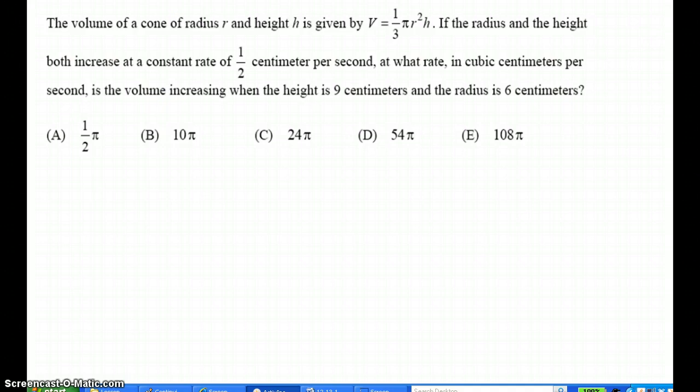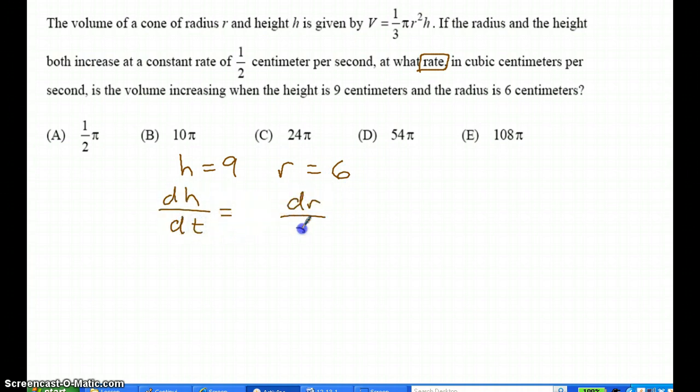So if we look at it, we're given the volume of a cone. We're told that the radius and height are increasing at a constant rate of 1/2 centimeter per second. And it wants to know at what rate. So that means, again, we're finding a rate. We're not finding a value or a position. In cubic centimeters per second, is the volume increasing when the height is 9 and the radius is 6. So right off, we know that h is 9, r is 6, and we also know that the rate of the height and the rate of the radius are both 1/2.